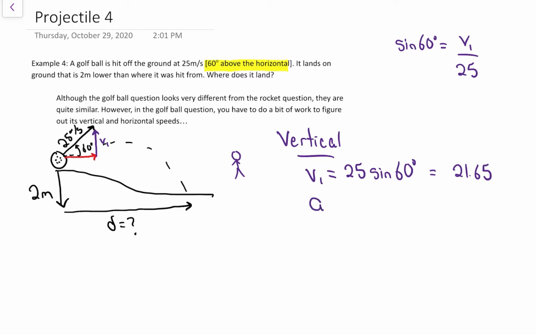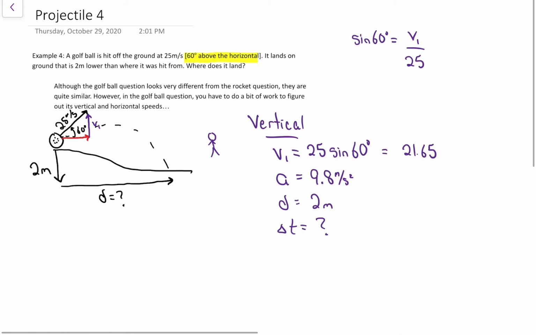The A was 9.8. It doesn't say anything about this being on the moon or anything weird. The D value is 2. And as always in projectile motion, I'm curious about the time. The new step that's important that we can't miss is we need to think about directions. The 25 sine 60, it was hit upward, but gravity's pulling it down, and it ended up lower than it started.